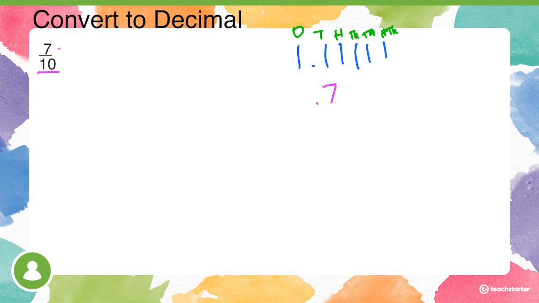Do I have any holes? No. So to convert this to a decimal, all I have to do is put my last digit of the numerator into the place value of the denominator. So in this case, it's 7/10. So I've placed the 7 in the tenths column and filled in any other places. That's how to convert that decimal.